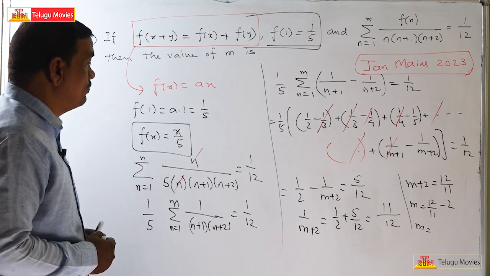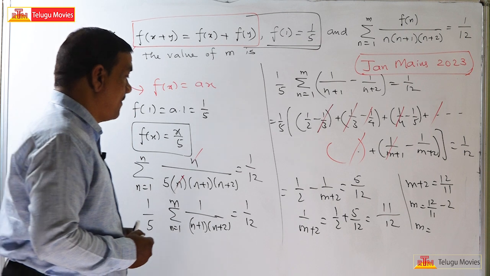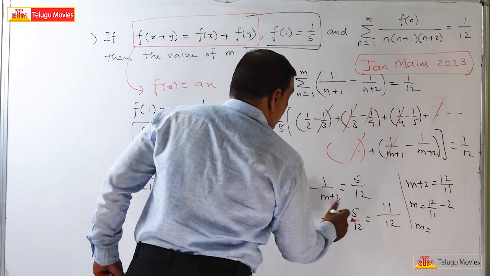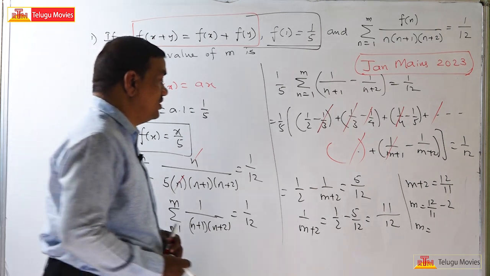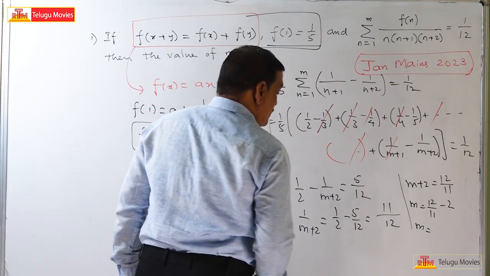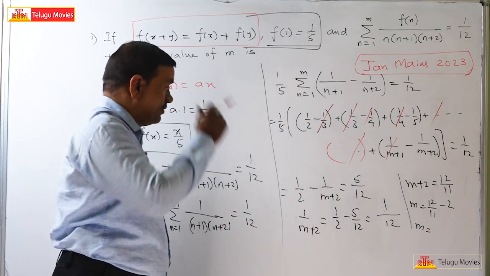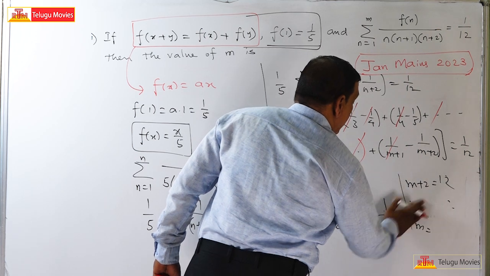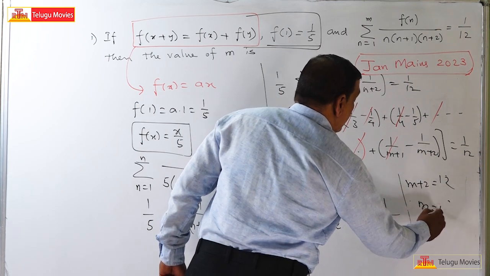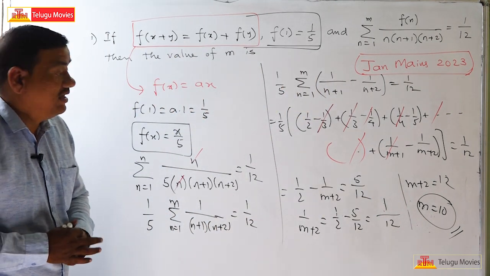1 by 2 minus 1 by 12 is equal to 5 by 12. So this is equal to, here 1 minus. Okay now. So this is equal to, take this side. So 1 minus 2. So this is equal to 6 minus 1, 1 by 12. So m plus is equal to 12. M is equal to 10. Okay now. So m is equal to 10 is the correct answer.